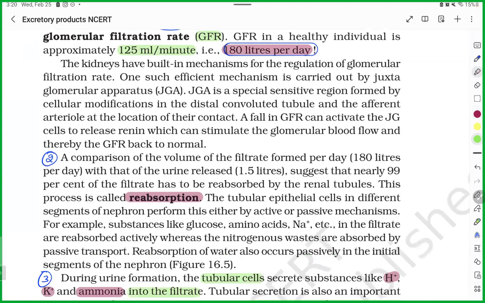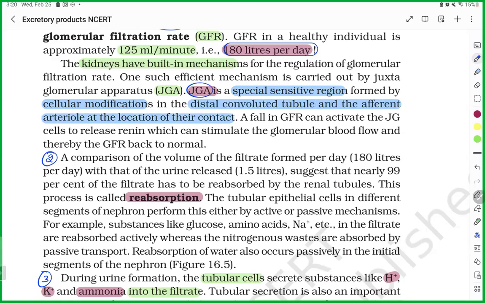Second, the kidney also has a built-in mechanism to regulate this filtration rate, the glomerular filtration rate. One of the best mechanisms is the juxtaglomerular apparatus. This juxtaglomerular apparatus is a very special region formed by cell modification. By which cells? One is the DCT cell and second is the afferent arteriole at their contact. Very important. JGA is extremely important, and we will use JGA in the regulation again. So JGA is used to control the GFR. GFR should be normal, 125 per minute or 180 liter per day.